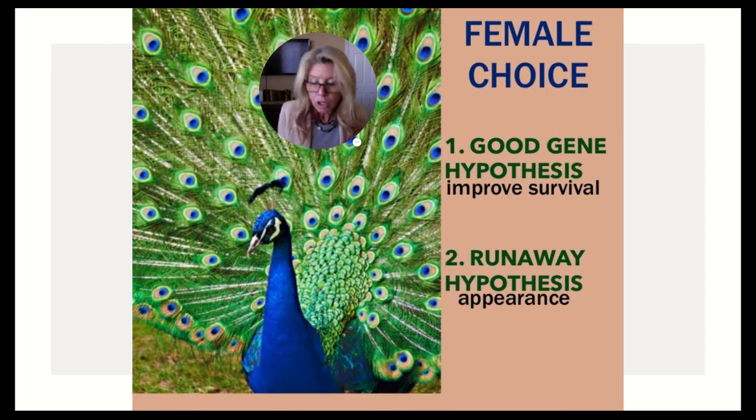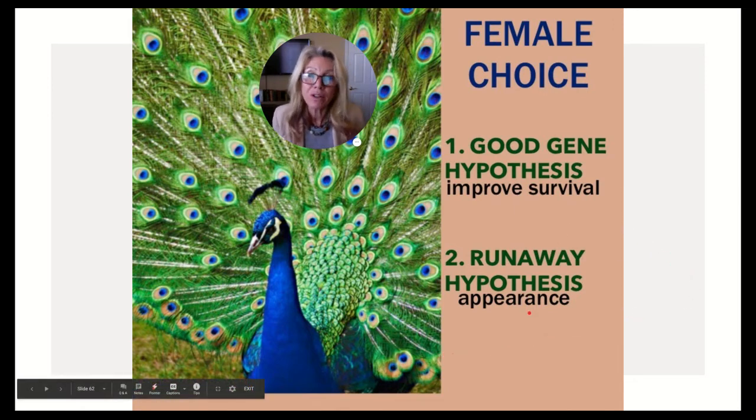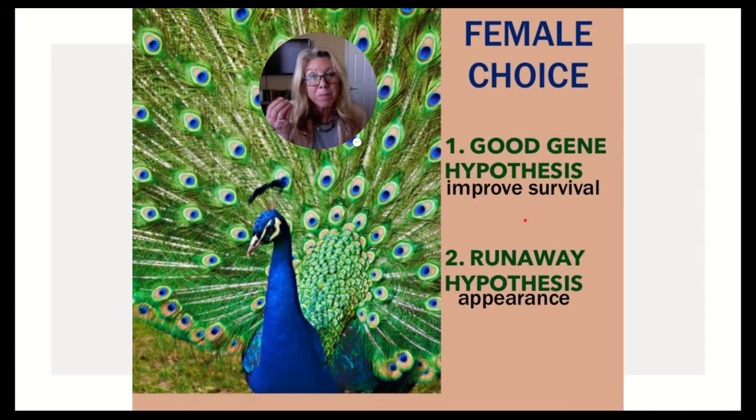So for your notes, the good gene hypothesis: choose a mate with traits that increase survival. And for the runaway hypothesis: choose a mate based on appearance. In human terms, if you're going by appearance, that might be how good looking or handsome you are. In human terms, for the good gene hypothesis, it might be somebody who has some money because they can protect and support you and support your offspring and help put them in good schools. I'm not saying that's what you should do. I'm just trying to make an analogy there for you.